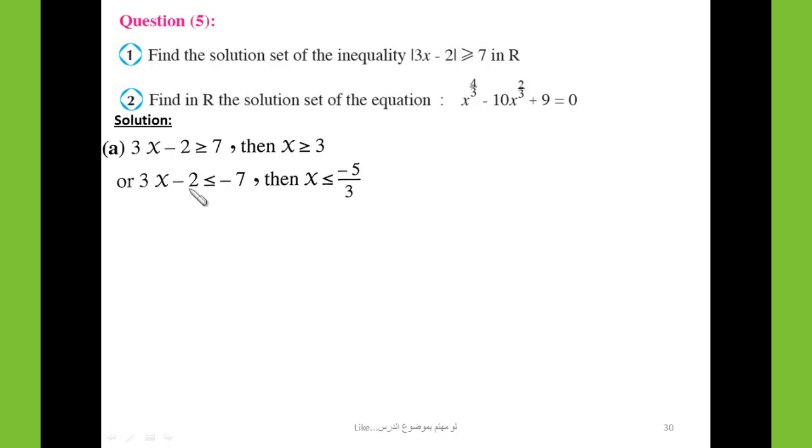And 3x minus 2 less than or equal to negative 7 means 3x is less than or equal to negative 7 plus 2, which equals negative 5. From this, we deduce that x is less than or equal to negative 5 over 3. So the solution set equals R except the open interval from negative 5 over 3 to 3.